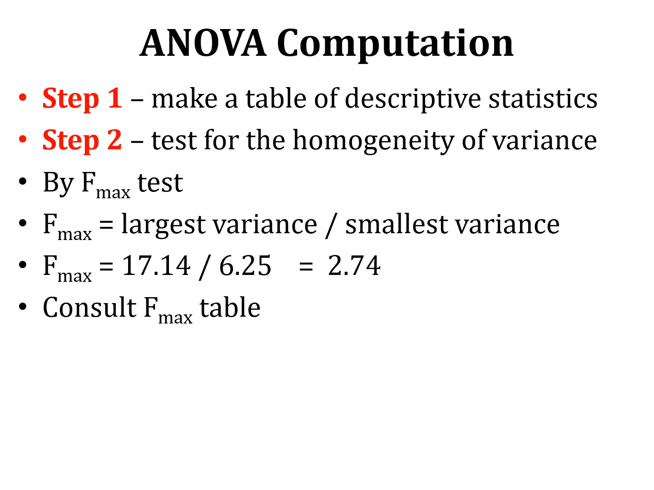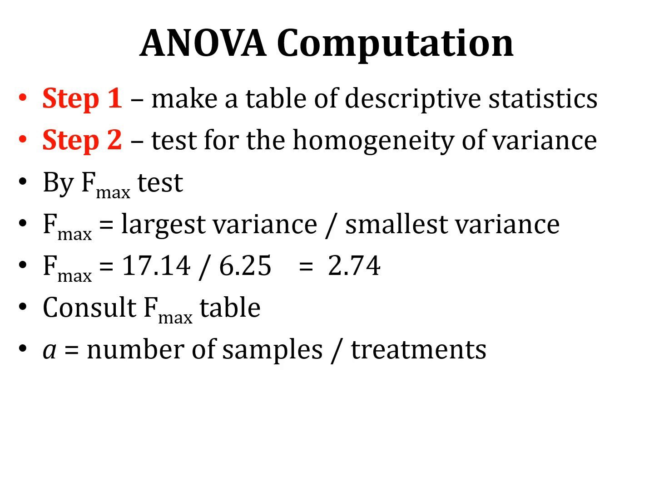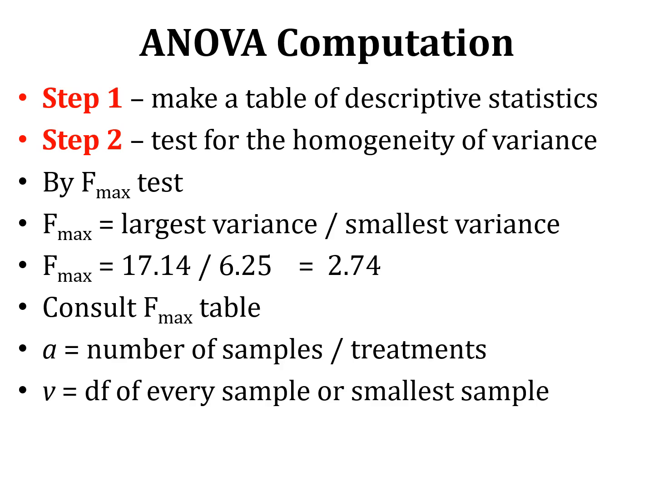Now we have to consult the F max distribution table to see if this calculated value of the F max is significant or not. And for that purpose, we need to have information of two values, A value and V value. A is the number of samples or the treatments, which in this case is 4, and V is the degree of freedom of every sample or the smallest sample. So in this case, we have the number of observations same in all of the samples. But if we have the number of observations different in different samples, then V is going to be that degree of freedom which is of smallest sample, right?